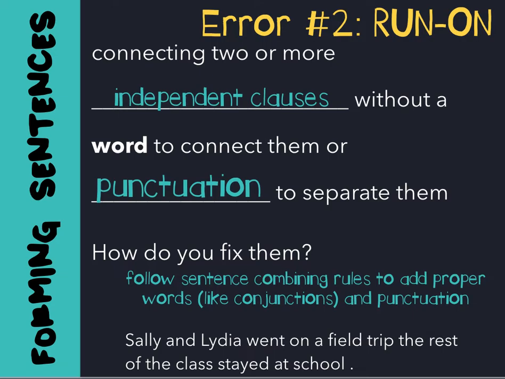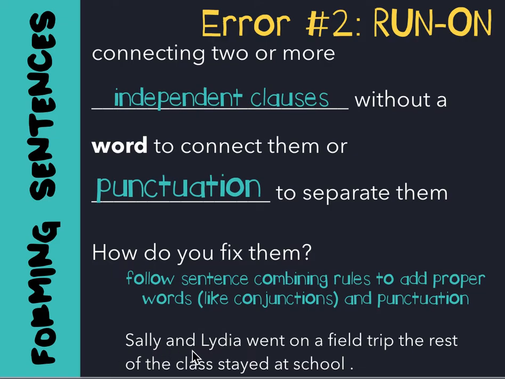The next type of error is a run-on sentence. Run-on sentences happen when you are trying to create compound sentences, but you do not join them together correctly. Run-on sentences happen when you connect 2 or more independent clauses, which is a compound sentence, without a word to connect them, a FANBOY, a coordinating conjunction, or without punctuation to separate them. So how do you fix this? You follow the sentence combining rules to add the proper words, like conjunctions and punctuation.